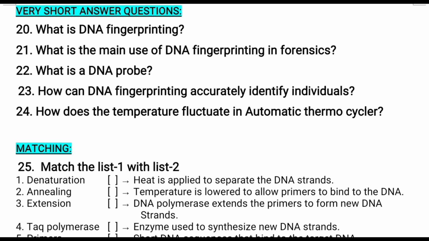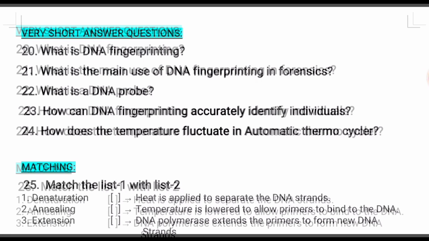Let's see the next question. What is the main use of DNA fingerprinting in forensics? The correct answer is, it is used to identify suspects by comparing their DNA to samples found at the crime scene. Yes. Let's see the next question.